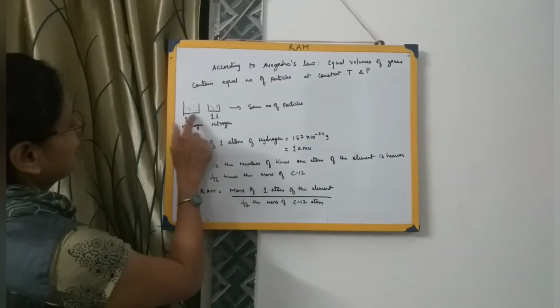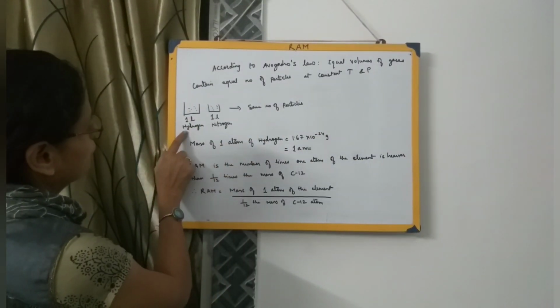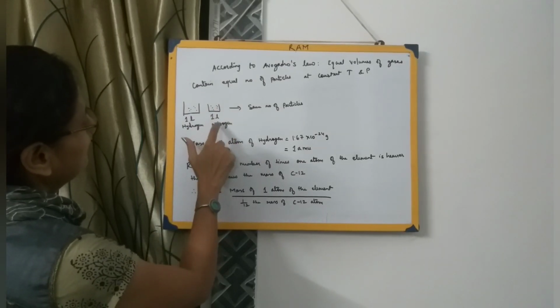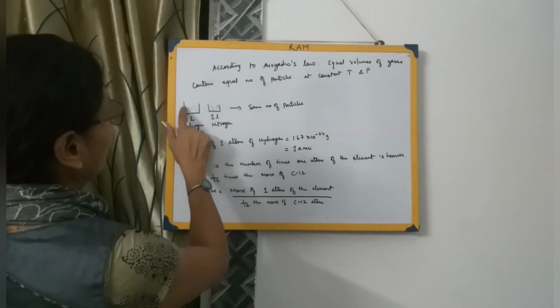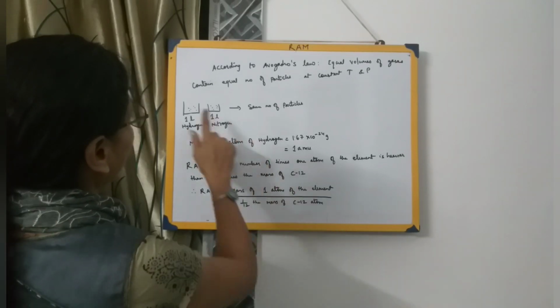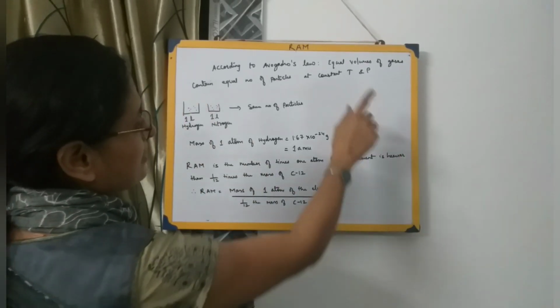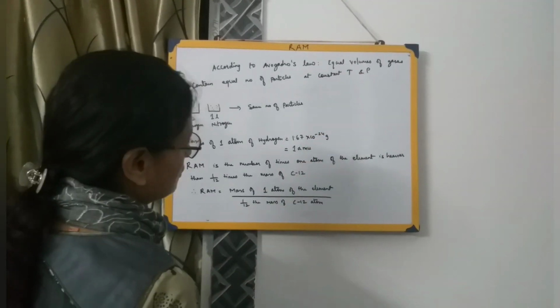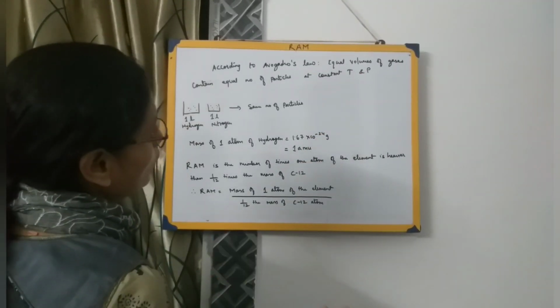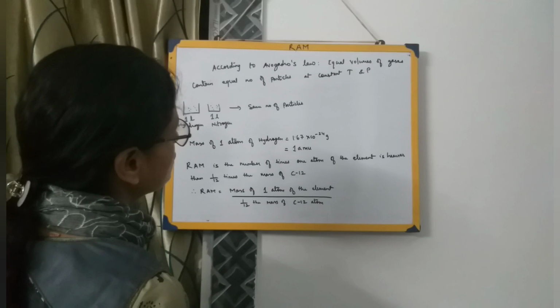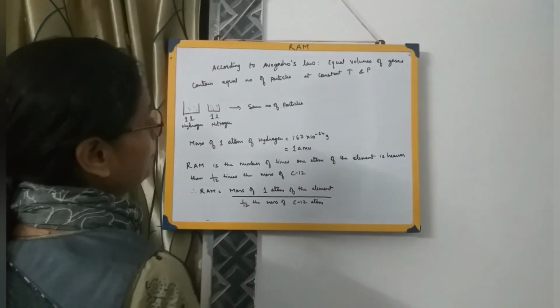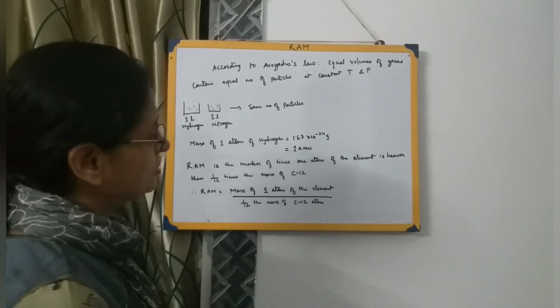Suppose we have a container containing 1 liter of hydrogen, and another container containing 1 liter of nitrogen. Now their volumes are the same. So if the volumes are the same and both these containers are maintained at the same temperature and the same pressure, suppose I say the same constant temperature, let it be room temperature, and the pressure, let it be the atmospheric pressure.